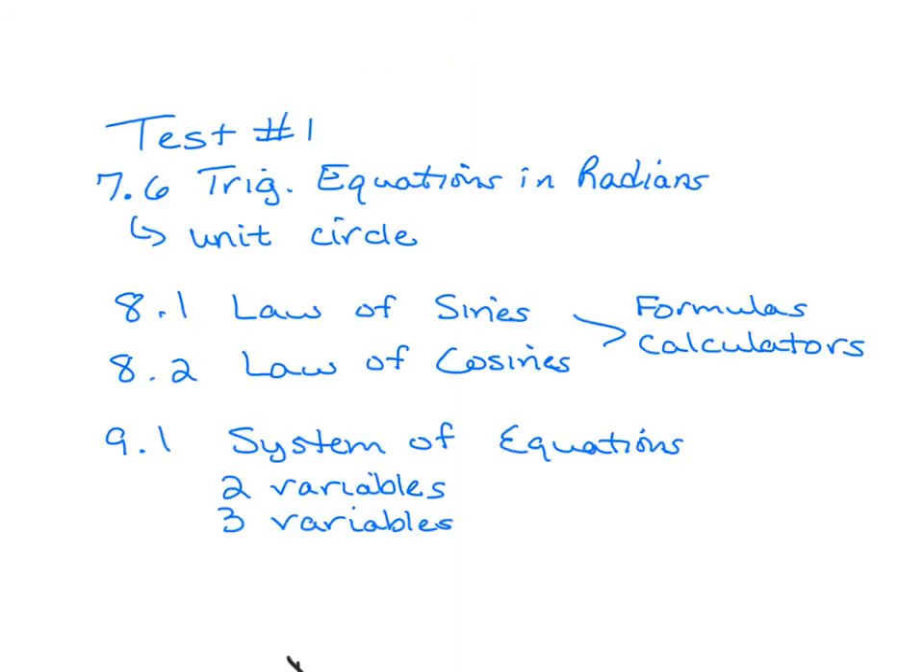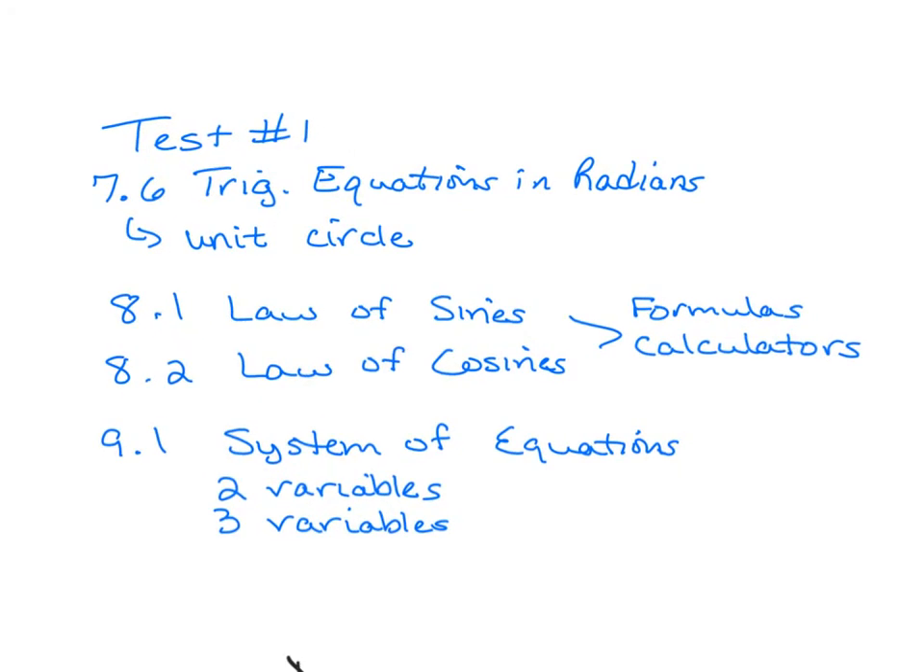Okay, so the test has 10 questions. Of those 10 questions, 3 of them are going to be trig equations, so 3 questions from lesson 7-6. Now, what's different from what you did on the quiz, which was in degrees: on the test, you're going to give your angle measures in radians.